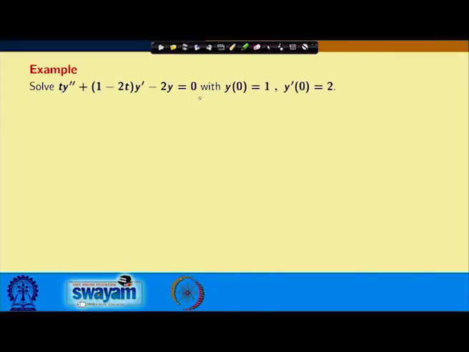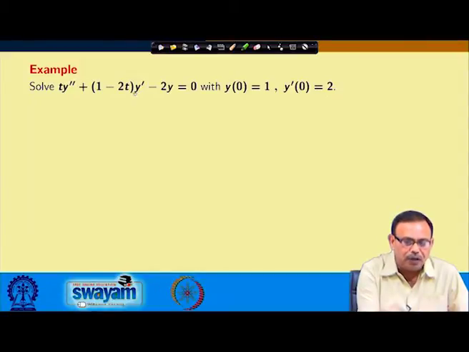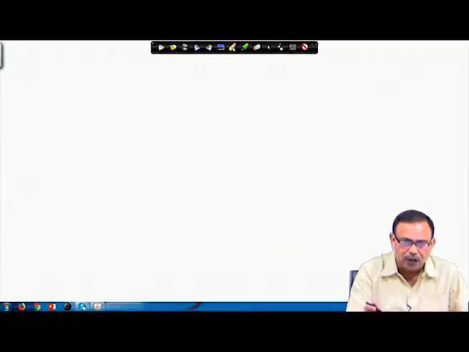Let us take this example. Solve t y double dash plus 1 minus 2 t into y dash minus 2 y equals 0 with y 0 equals 1 and y dash 0 equals 2. So, here you see t y double dash is there, here t into y dash is there. In the earlier example, this was not there. So, let us see whenever both y double dash and y dash consist of the coefficient which is a function of t, what happens over there.